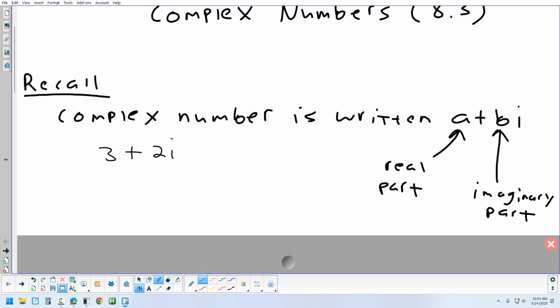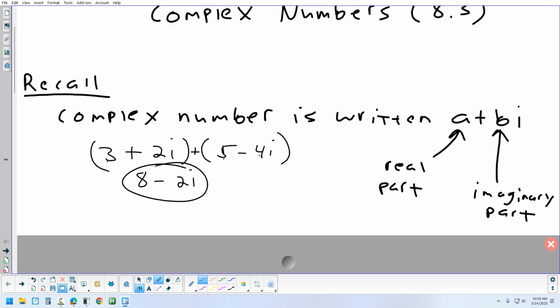So like if you wanted to take that and add that to it, the first part has a real number that's 3. The second part has a real number that's 5. If you add them up, you get a real number of 8. We have a positive 2i, a negative 4i, and if you add 2 to negative 4, you get that. So adding and subtracting, very simple with standard form.